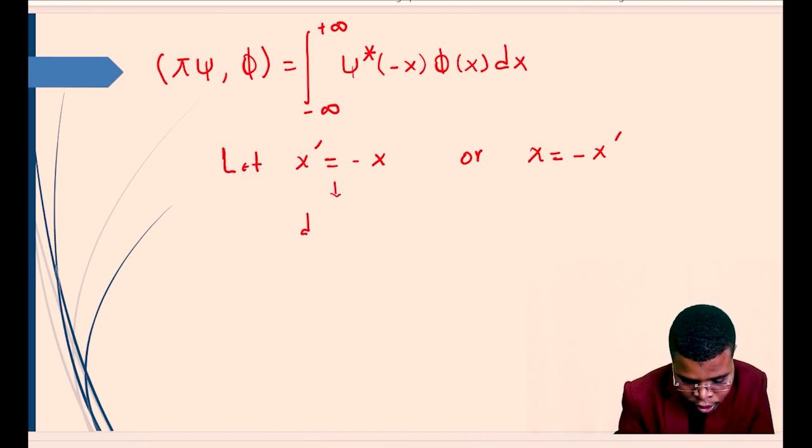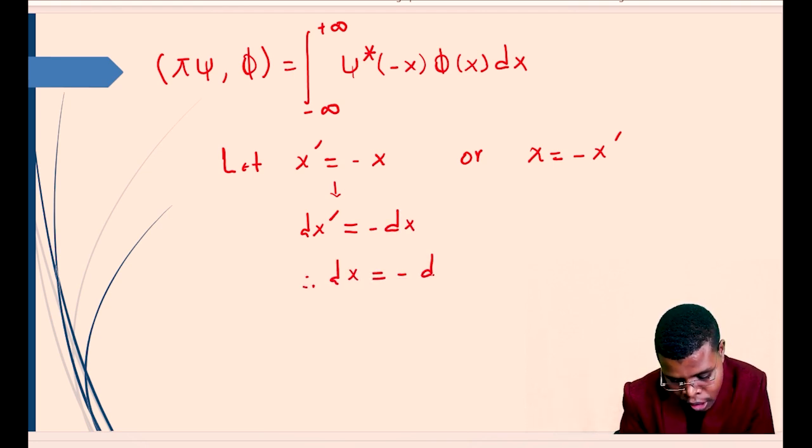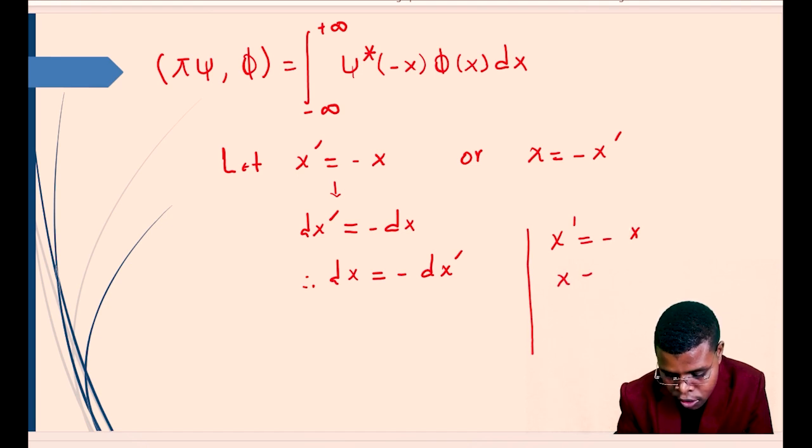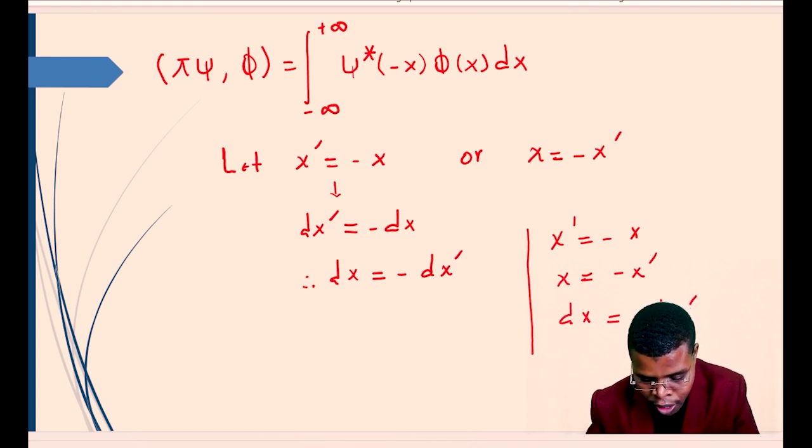If we differentiate, we will get dx′ = −dx, or we can say that dx = −dx′. So here we have the variables: x′ = −x, x = −x′, and dx = −dx′. So we will substitute these variables into equation number 1. So what will we get?